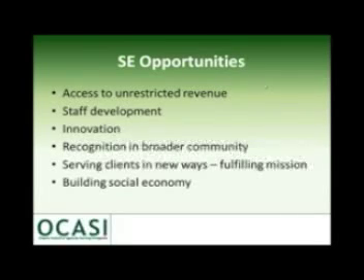We know that we said again and again, if you do it right, you can have access to unrestricted revenue. Staff are developed through social enterprise, and through this often become more innovative, more entrepreneurial. There can be greater recognition in the broader community. You serve clients in new ways, and you're part of building a social economy, an economy that is addressing more than just the financial bottom line.